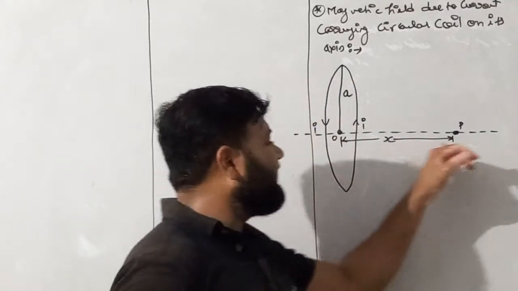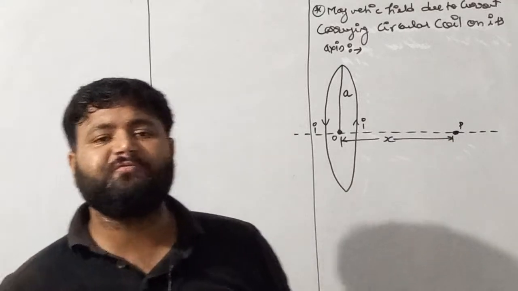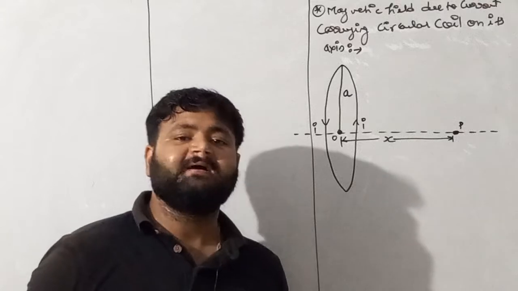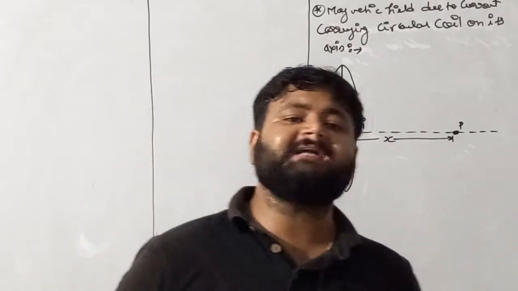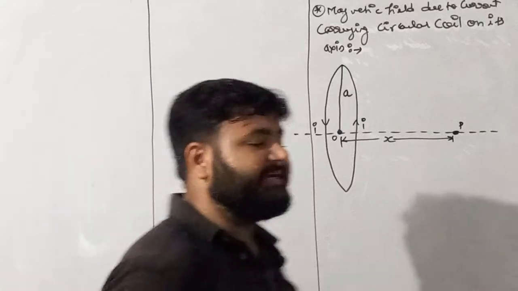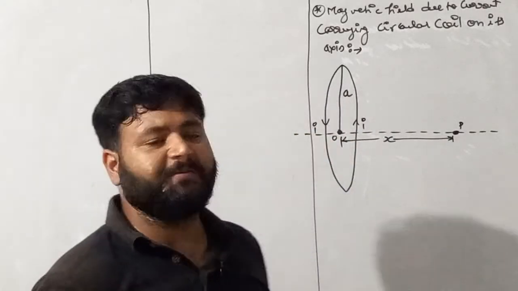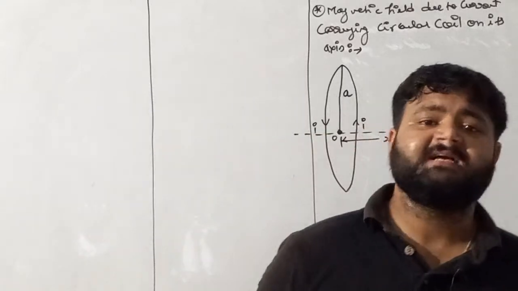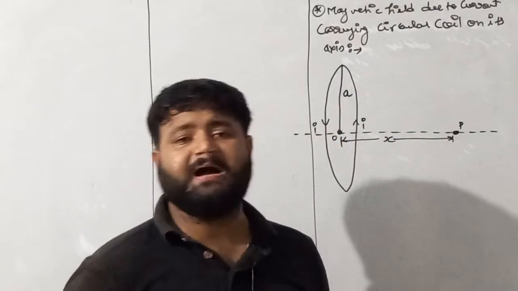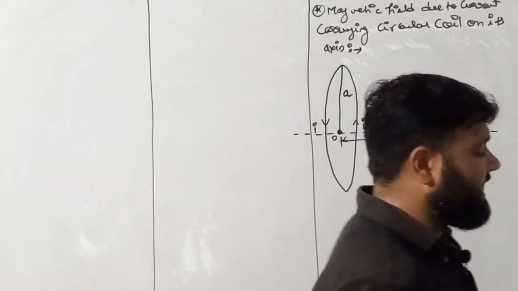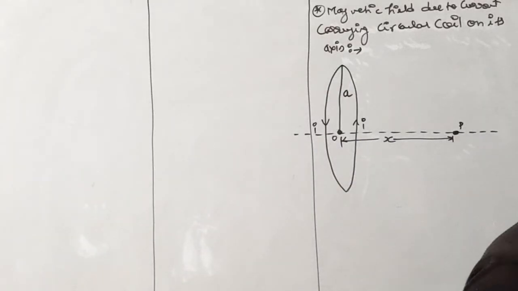We have to find the magnetic field at point P, which is x distance apart from the center of the coil.